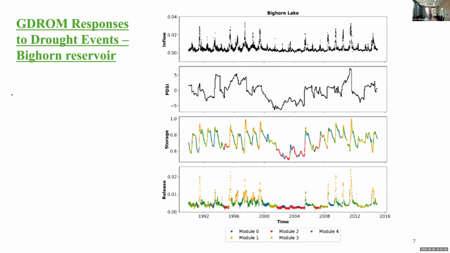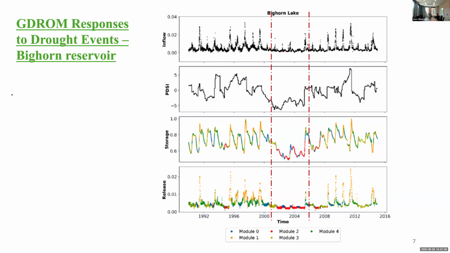Okay, let's look at the Bighorn Lake. I think this reservoir is in Wyoming. And I want to use this reservoir to show how GDROM responds to drought events. So starting from maybe 2001 to about 2005, you can see that the inflow is quite low, the PDSI is quite low. That represents a continuous drought period.